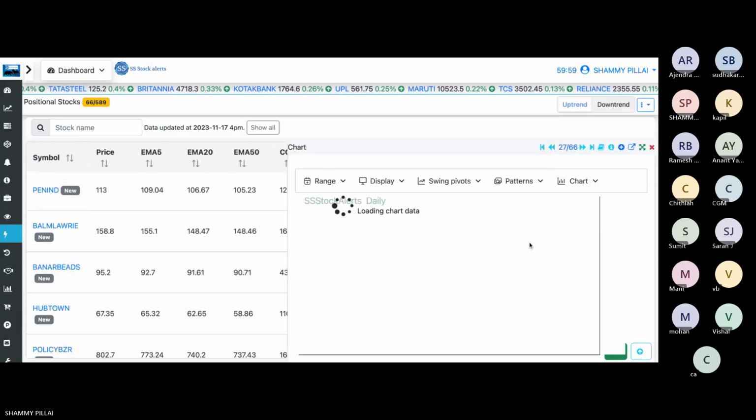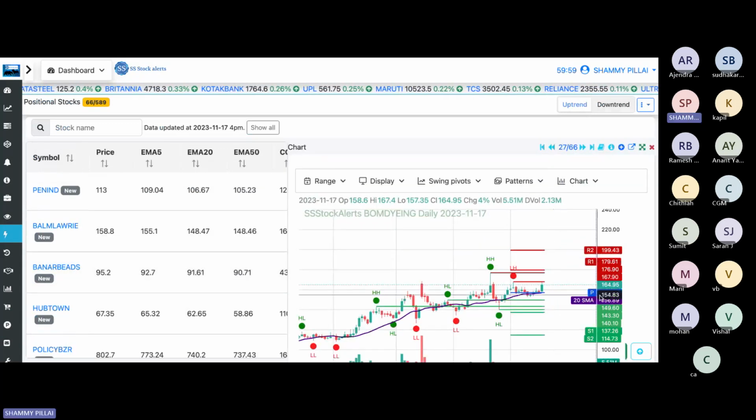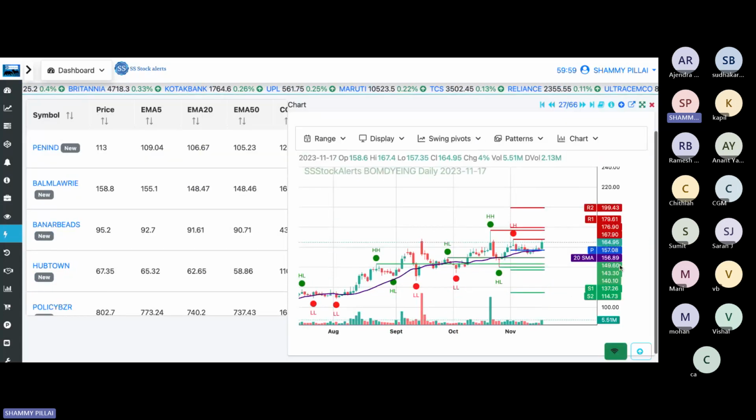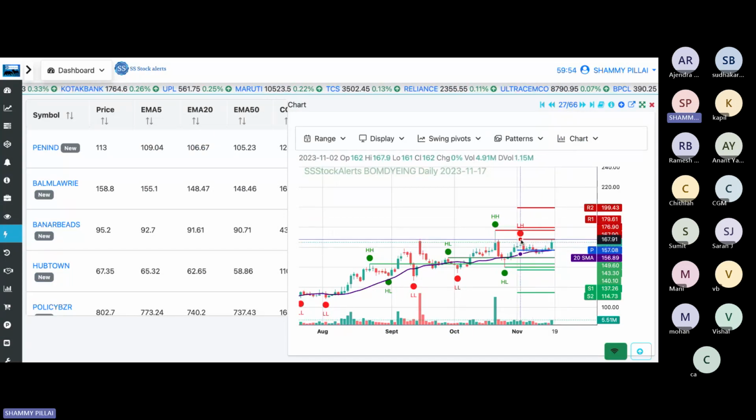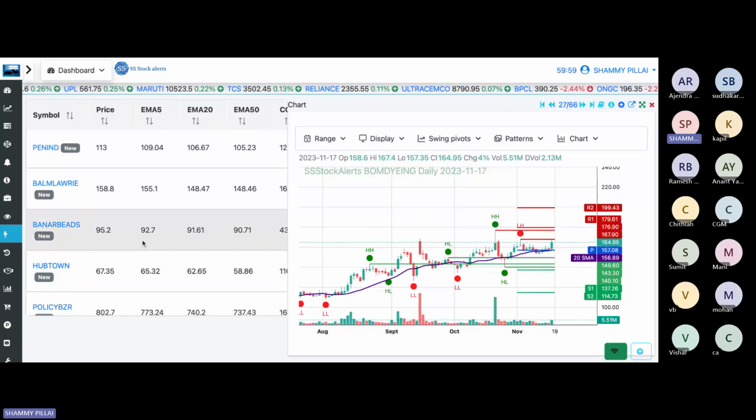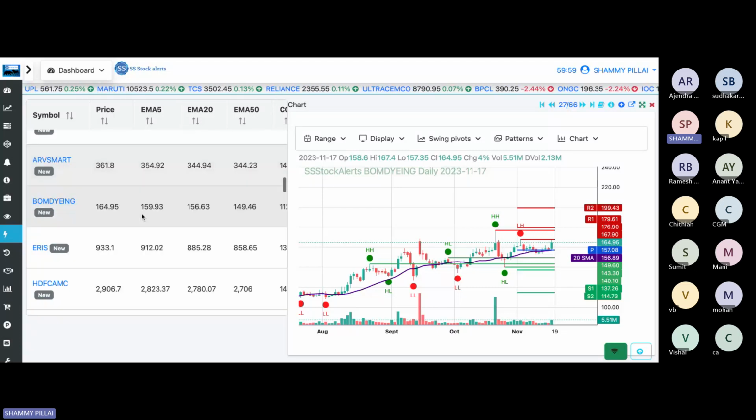Bombay Dyeing, one of my favorites. See, clean price action, muted volumes, pivot, 20 SMA, ready to blast. This one candle: 164, 167, 168 upside. Keep this on your radar. Tell me next week what is happening.